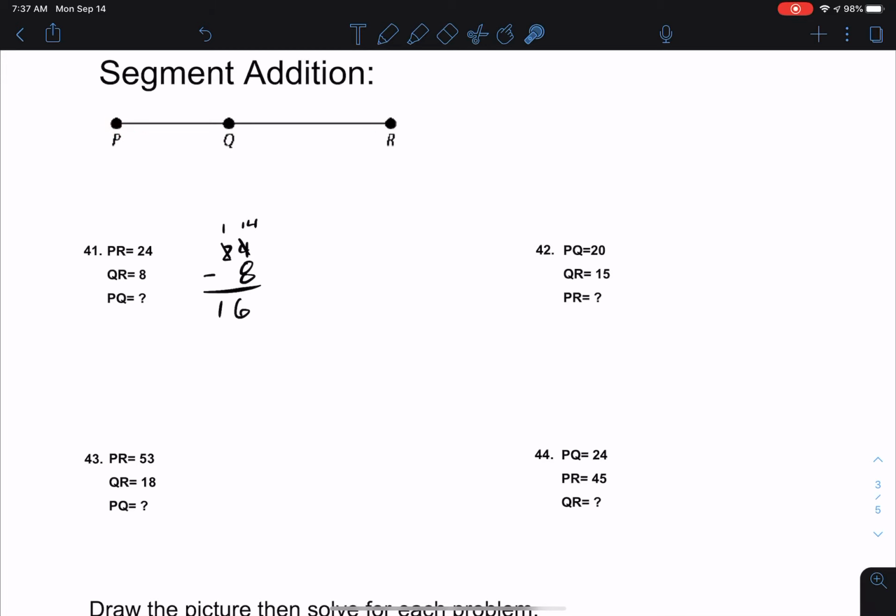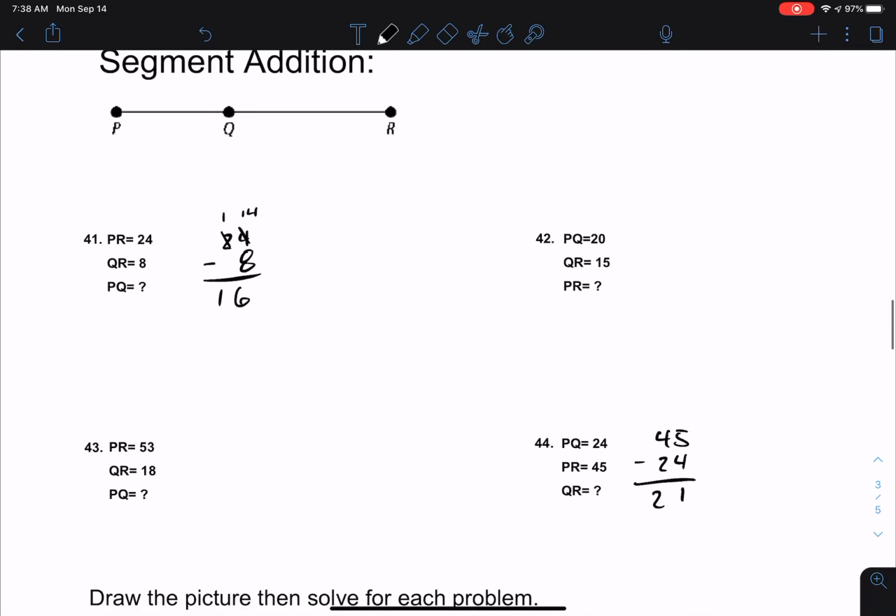And it's asking for Q to R. So it wants to know this guy. I know the total altogether is 45, and I know this little guy is 24. So I have 45. If I take away 24, it'd leave me with what this guy would be. So you have 45 minus 24 comes out to be 21. So QR is 21. Hopefully that makes sense. I believe you guys can do the other two.